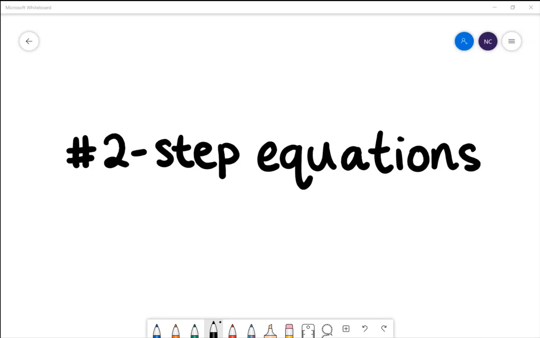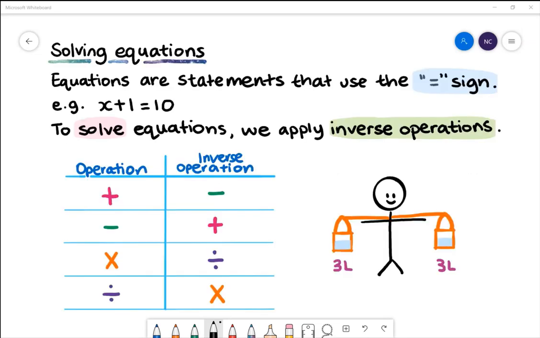Hi there, today we're going to be looking at two-step equations. First, we'll look at the main idea behind solving equations. Equations are statements that use the equal sign. Here we have an example of a simple equation.